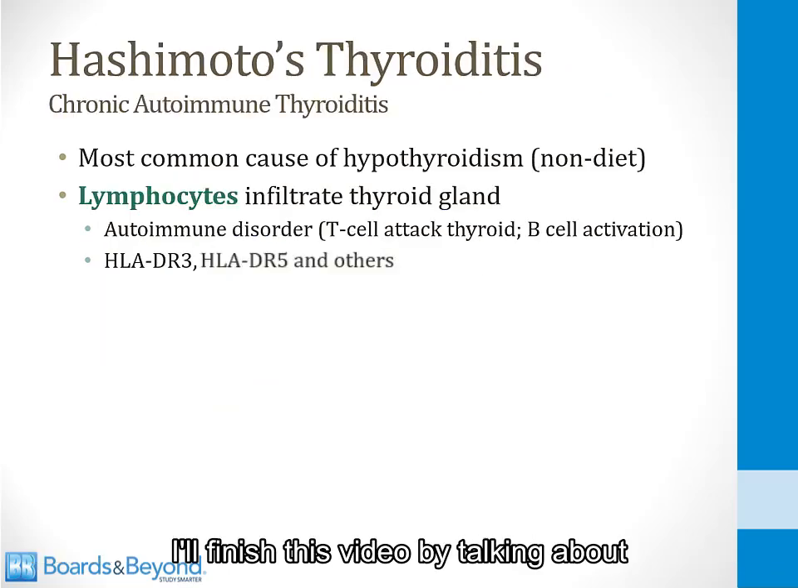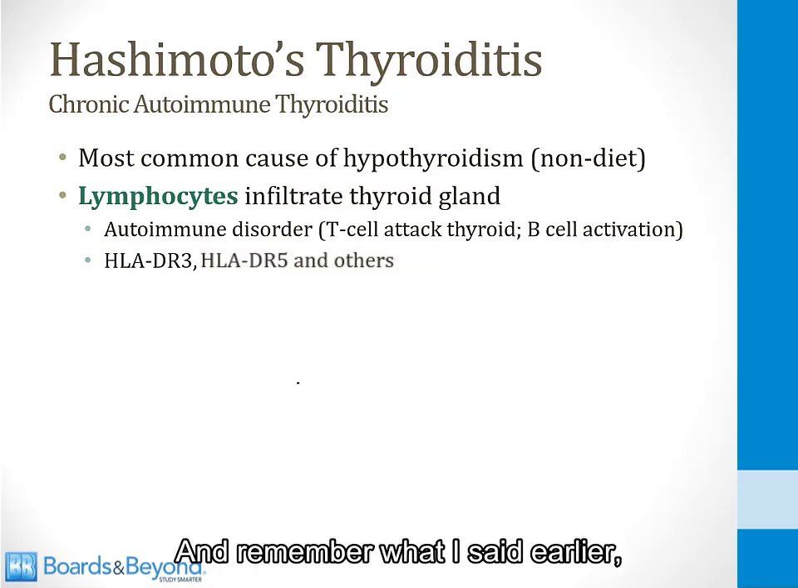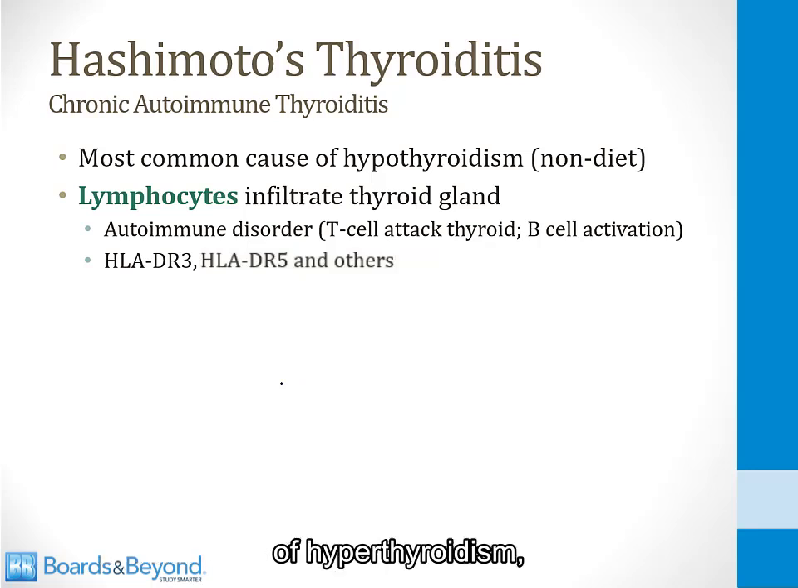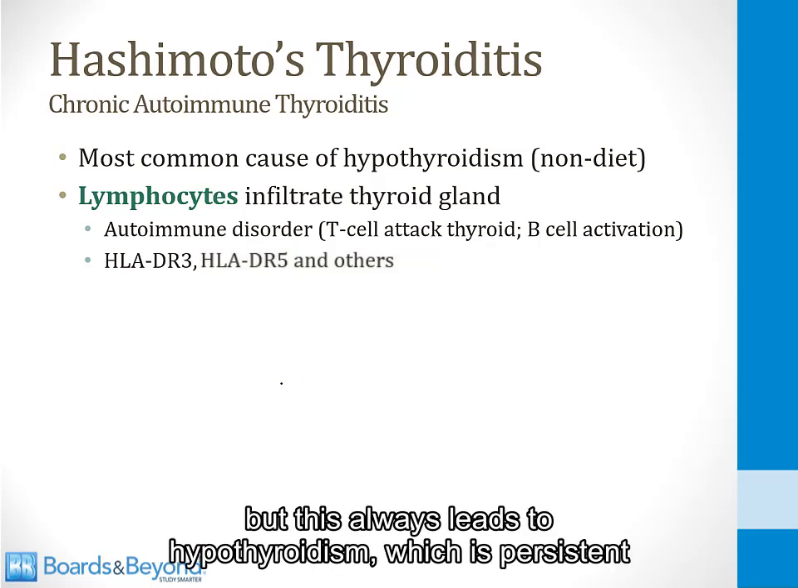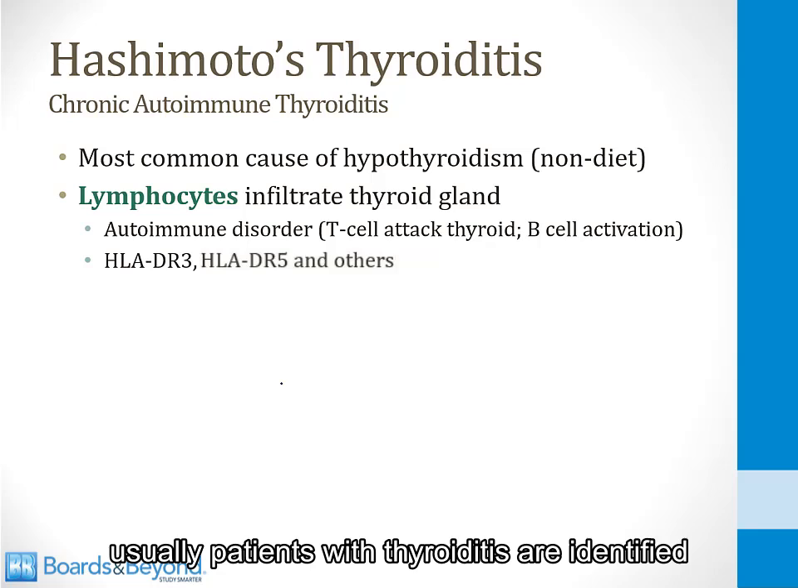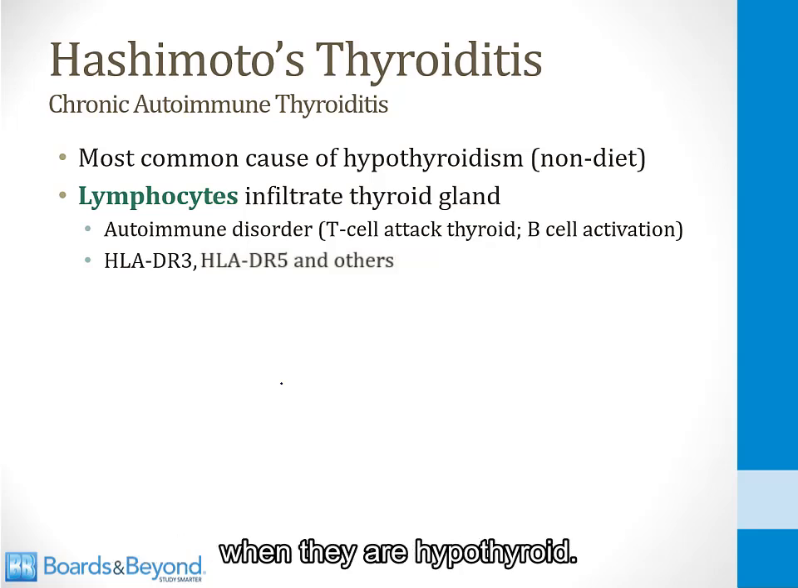I'll finish this video by talking about the various causes of thyroiditis. And remember what I said earlier, thyroiditis can initially cause a transient period of hyperthyroidism, but this always leads to hypothyroidism, which is persistent. And in clinical practice, usually patients with thyroiditis are identified when they are hypothyroid.